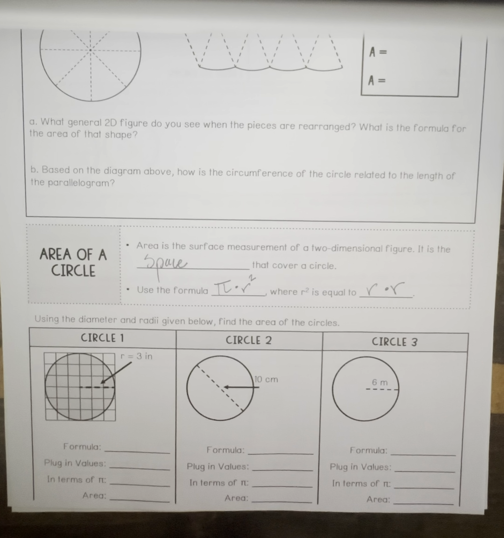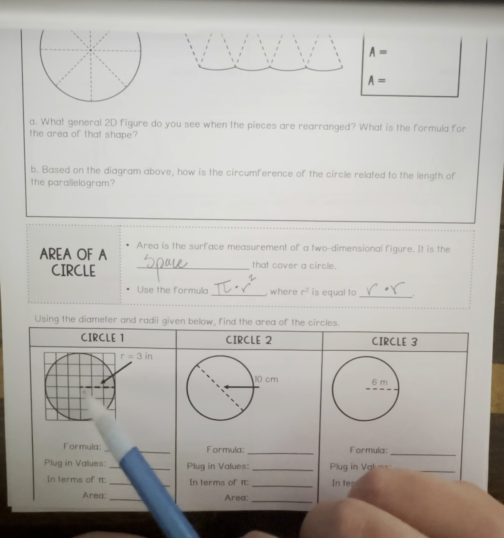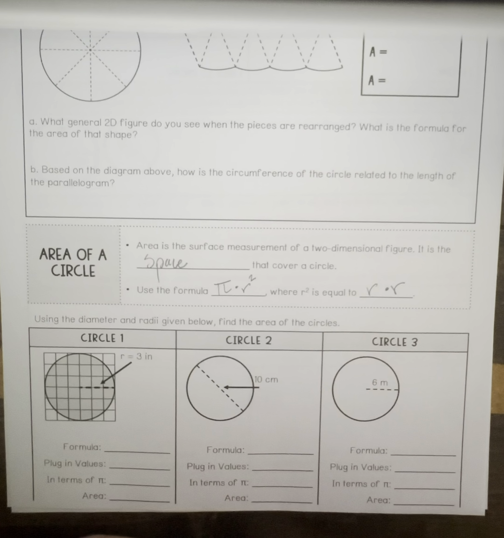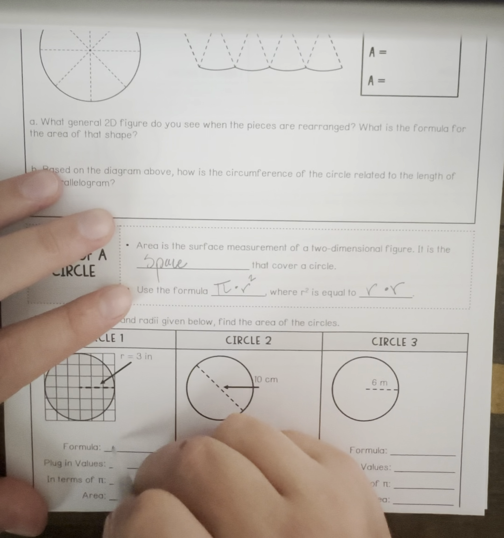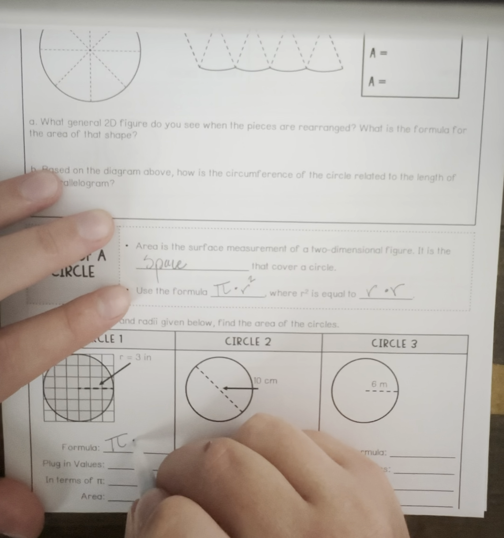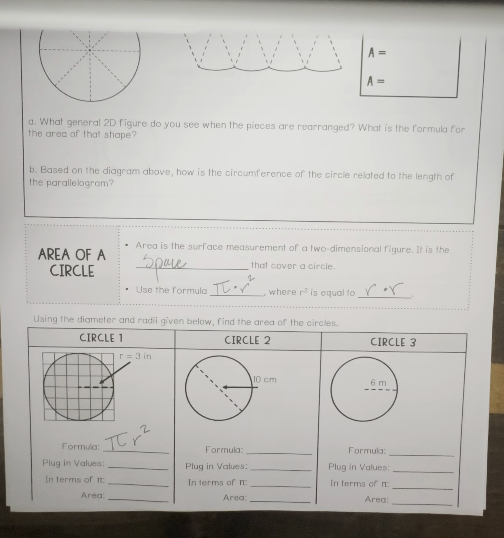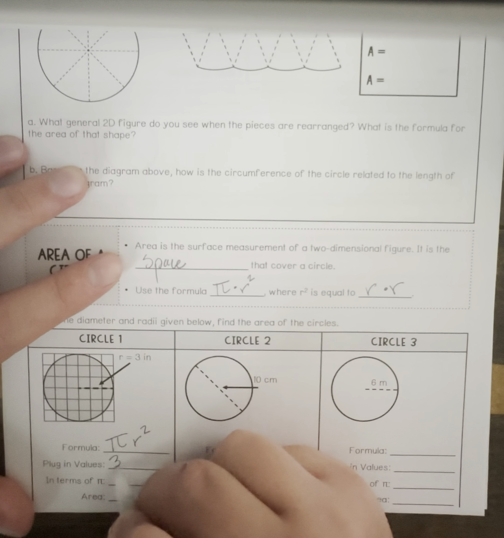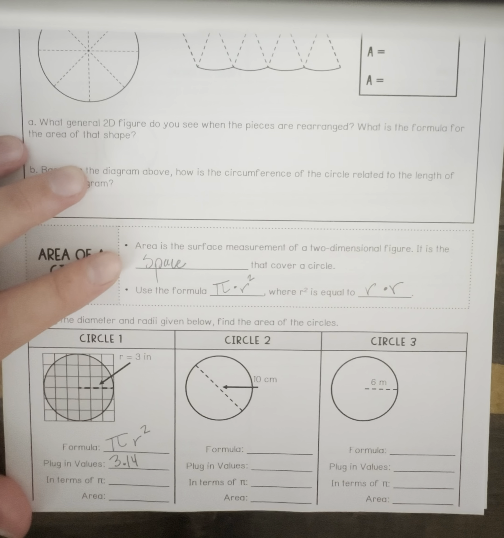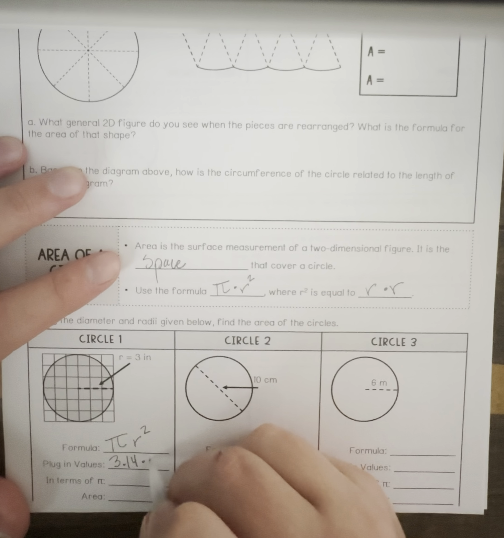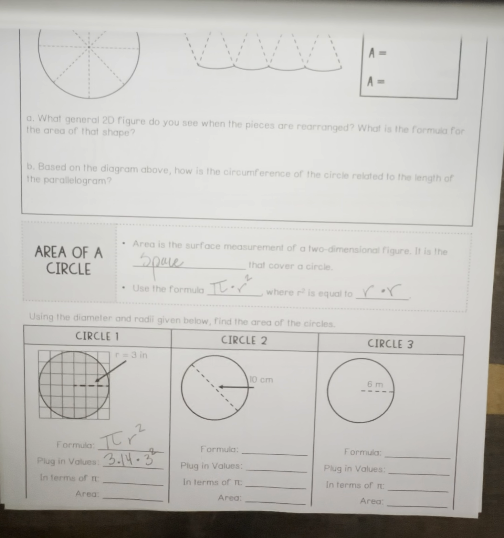So when we're working out examples, we need to make sure we have a radius. Looking at my first circle, even with the grid kind of there to confuse us, it tells us that R equals 3 inches. So my formula is pi times radius squared, pi r squared. I don't know if you've heard people say that before. Plug in values, just like yesterday. I'm using 3.14 for pi times 3 squared.